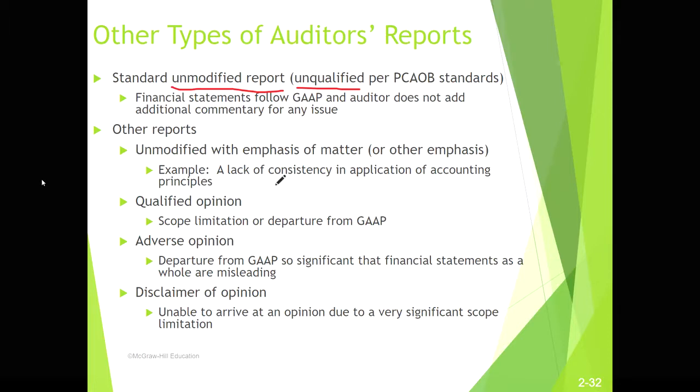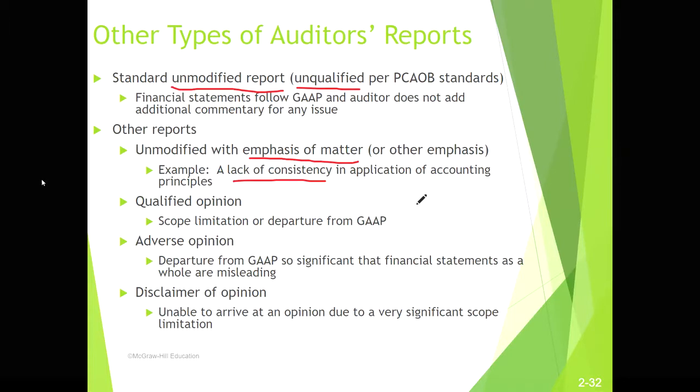Well, how can that be? How can we modify that, or how can we change that opinion? Well, we might still think everything looks good, but we might want to emphasize some issue that we think the users need to know about. So, for example, if there's a change in accounting principles, that's an important thing for users to recognize, because they try to compare income from one period to the next, but they're using different accounting methods. Well, then those numbers aren't going to be comparable, right?